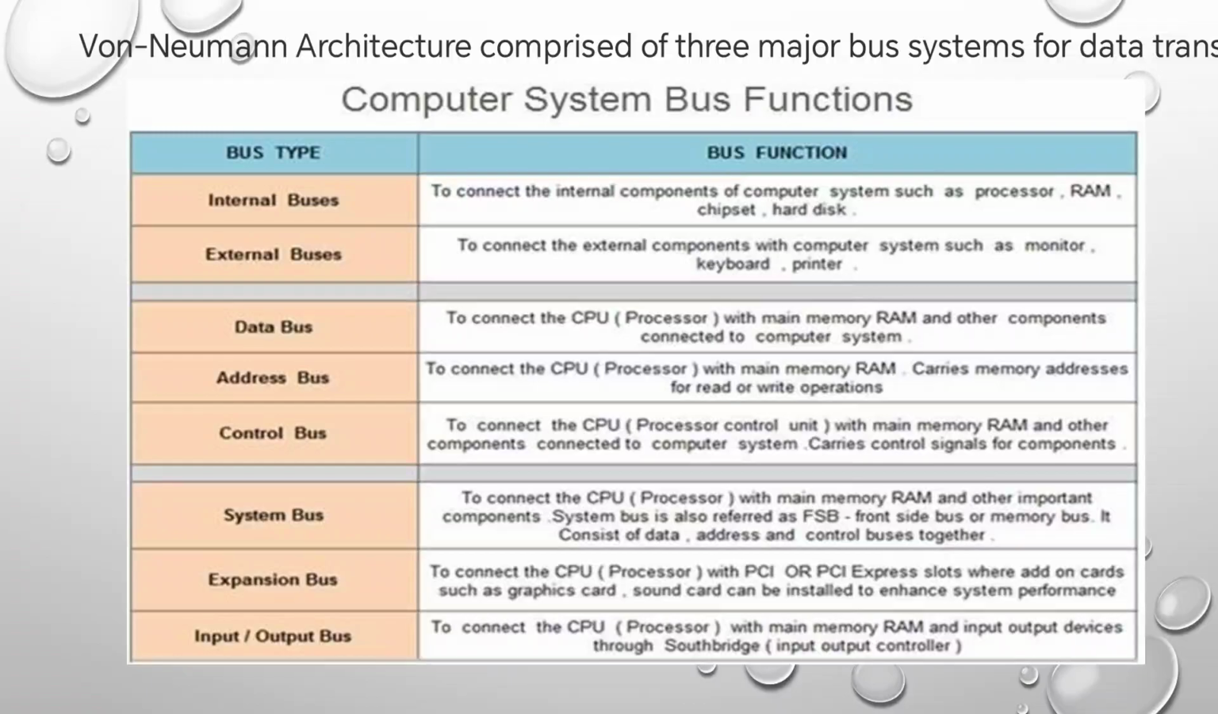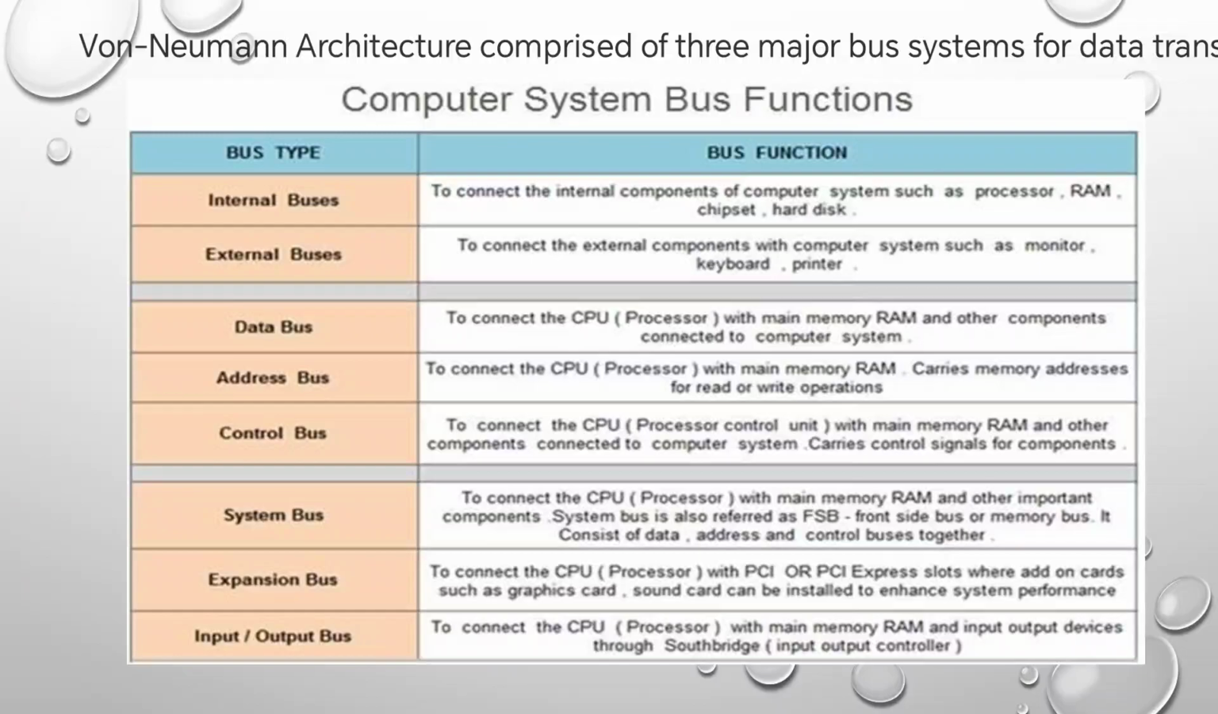Computer system bus functions. Here we are going to see the types of buses as well as their functions. First, the bus types: internal buses, external buses, data bus, address bus, control bus, system bus, expansion bus and input-output bus. First, the function of internal buses: to connect the internal components of a computer system such as processor, RAM, chipset and hard disk. External buses: to connect the external components with the computer system such as monitor, keyboard and printer.